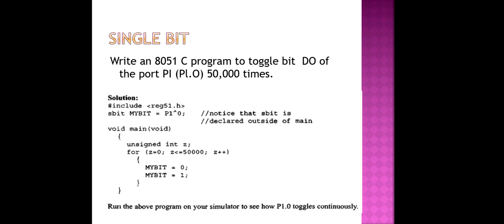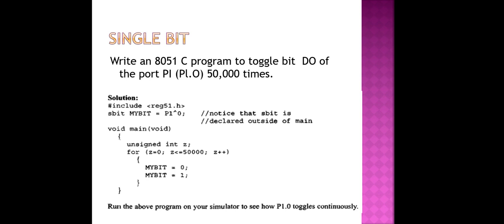Then the next example is the single bit. Write an 8051 C program to toggle bit D0 of port 1 50,000 times. Toggle means on or off. It is the digital form, 0 or 1 conditions, and we only send the data 0 or 1.